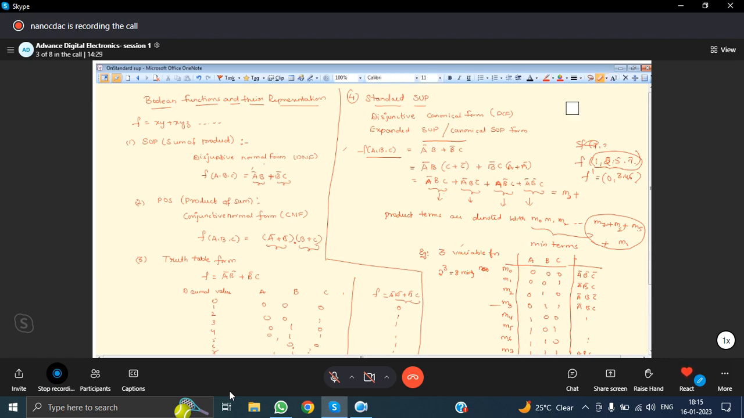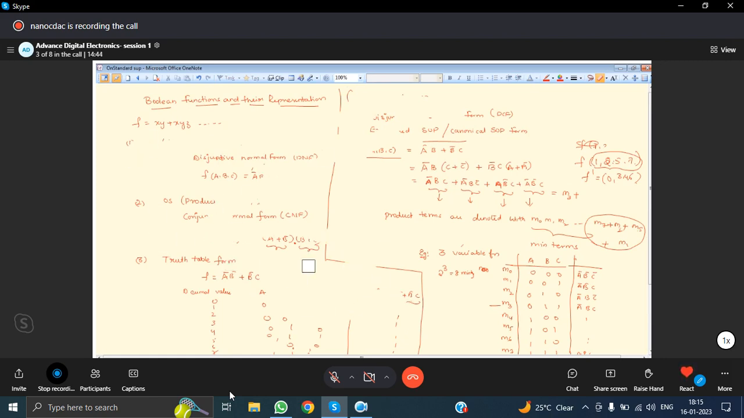Next, we will see more examples, and let me first tell you other types also. We are done with 4. The fifth one is standard POS form.